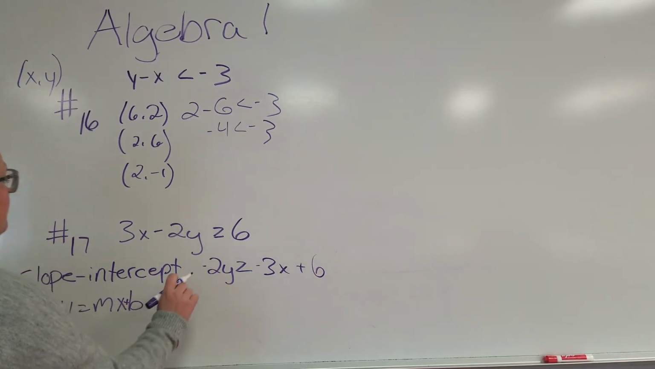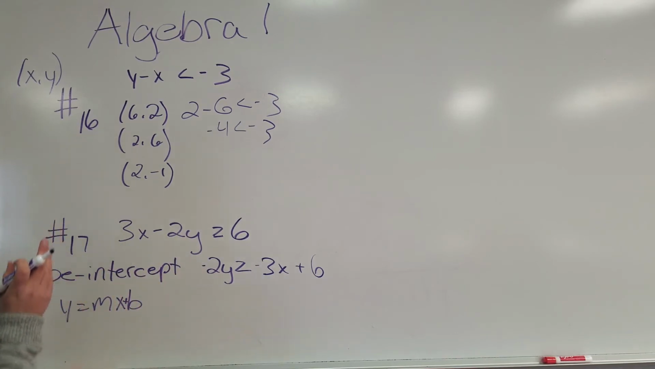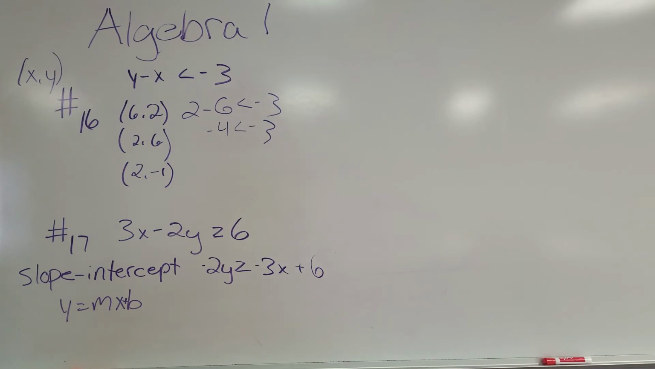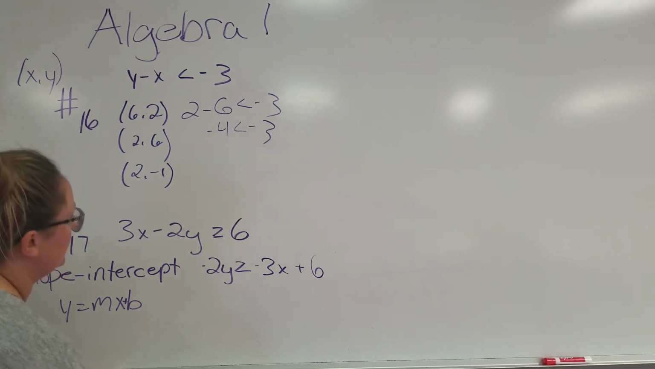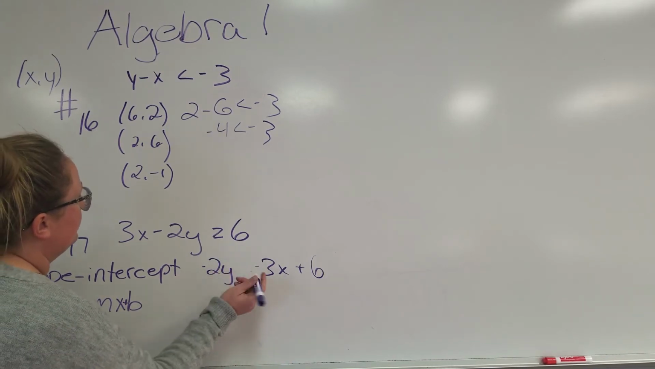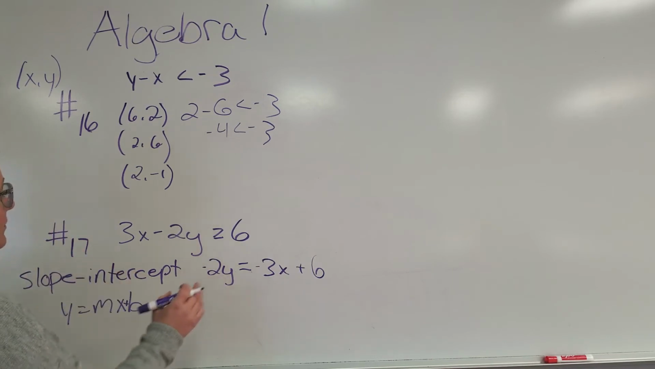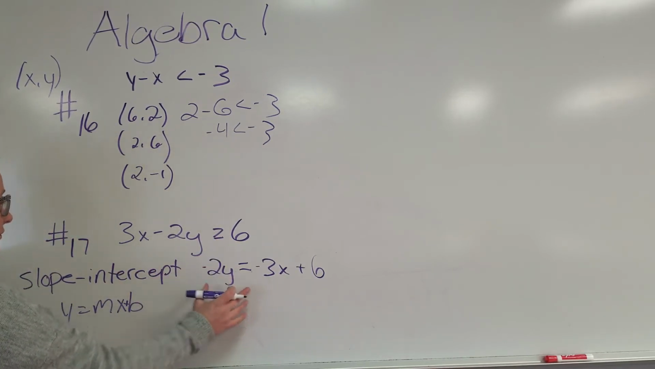Now for y to truly be isolated, we have to move this -2. We know it's going to be a solid line because of this. When we do this part, we'll just use an equal sign. All right, we'll use our inequality here in a few minutes. We just use an equal sign when we solve for y, all right?